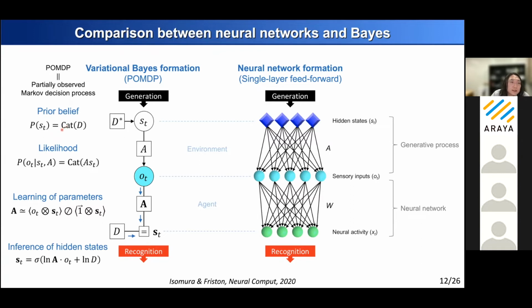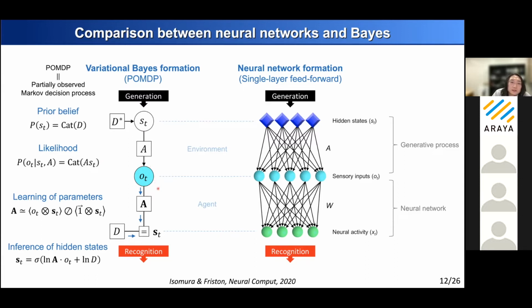Prior is expressed in terms of categorical distribution D. And here we assume that S is a vector of binary variables. Through likelihood mapping A, observation is generated, and this O is also a vector of binary values. So depending on the state of S, this A indicator, some stochastic mixture of such binary variables, and following this categorical distribution, O is randomly generated.